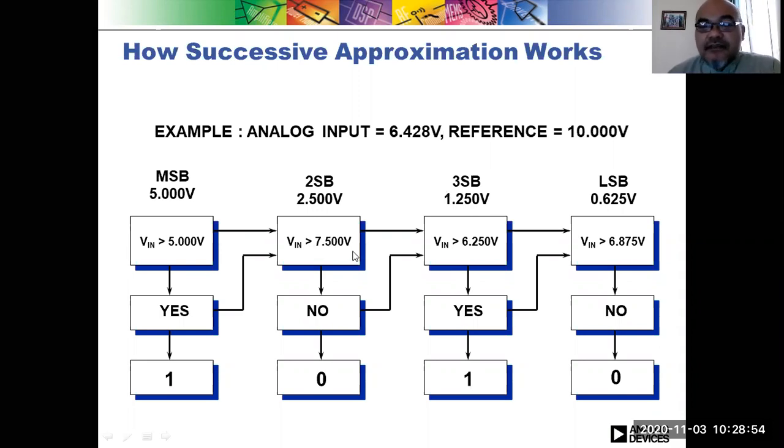Is the voltage larger than 7.5 volt? No. So you know then the second bit should be turned to 0 or switched off. Then you turn on the third bit, the third significant bit.